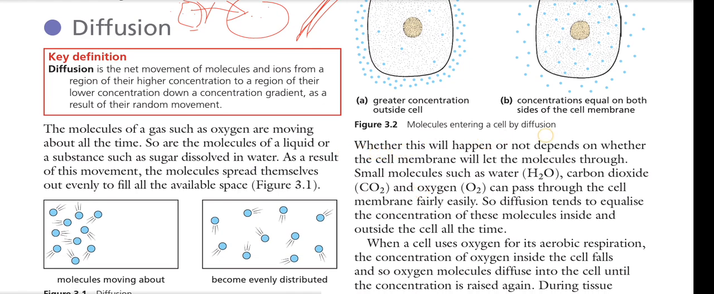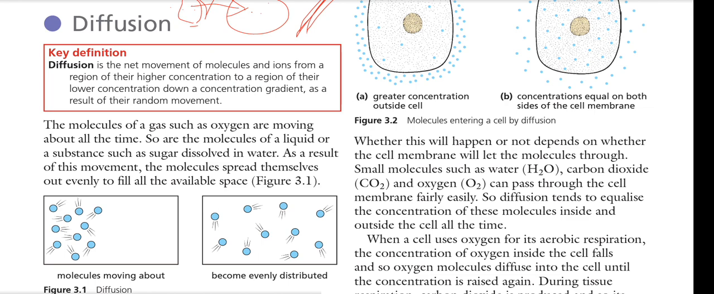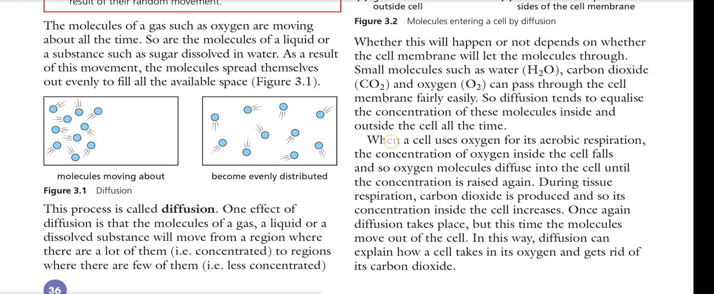The cell membrane will let molecules pass through. Small molecules such as water, carbon dioxide and oxygen pass through the cell membrane fairly easily. They can pass through the cell membrane very easily due to their small size. So diffusion tends to equalize the concentration of these molecules inside and outside the cell all the time. When the cell uses oxygen for aerobic respiration, the concentration of oxygen inside the cell falls, so oxygen molecules diffuse into the cell until the concentration is raised again.